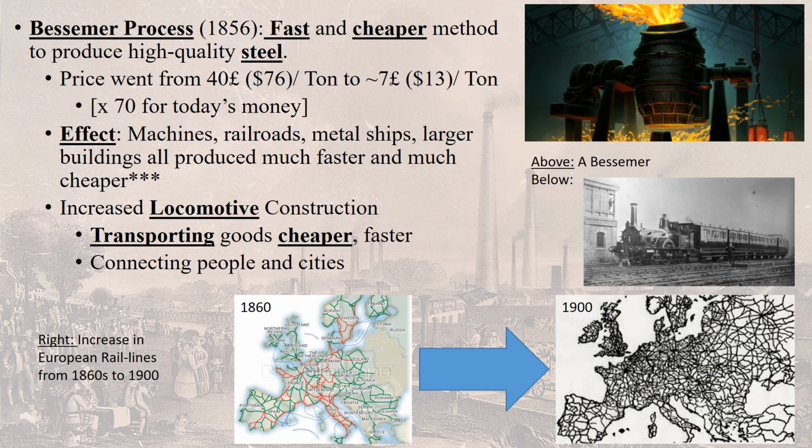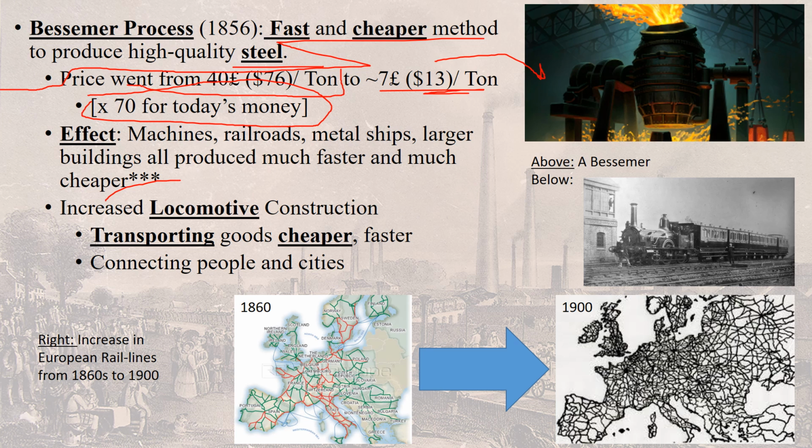Another impact of the second industrial revolution was the Bessemer process. This made fast and cheap steel. And it can be hard to dig into these old facts and figures, but here's an example. Early on, before this process, steel was about $76 a ton. Now, this isn't modern day money, this is back then money. With the Bessemer process, that went down to $13 a ton. And you multiply by 70 to get today's money, by the way. But that is the impact of this process.